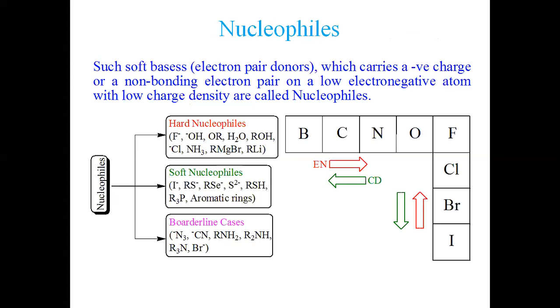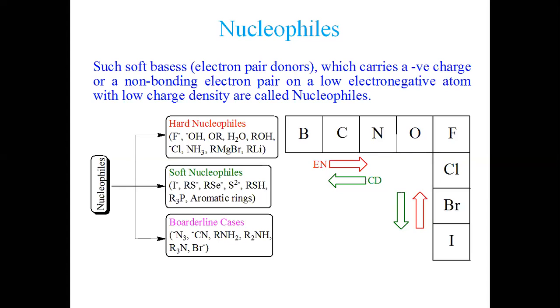I have written in blue on the chalkboard, such soft bases, keeping in mind it is a soft base. What is a soft base? You have studied the soft and hard acid base concept. A base is always a Lewis base, an electron pair donor. But what is meant by soft? Soft means it is being explained later. What is meant by soft?